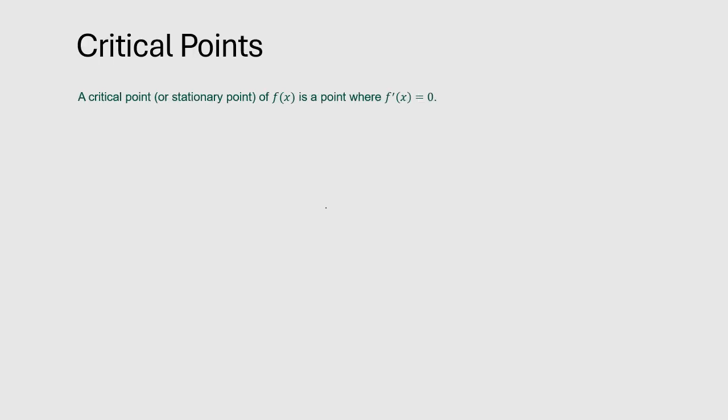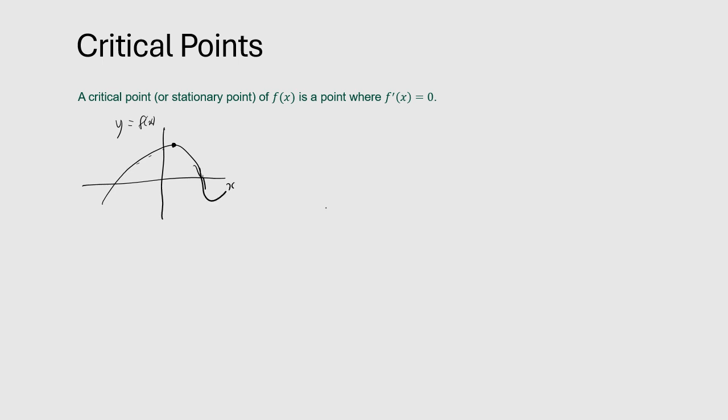Critical points. A critical point or a stationary point of a function f of x is just a point where f prime of x is 0. That is, the derivative of that function is 0. If you plot your function here, with x and this is your f of x or your y sometimes, it's the point where the derivative does not change. So somewhere like here it is changing, but it reaches somewhere like the top point or the bottom.